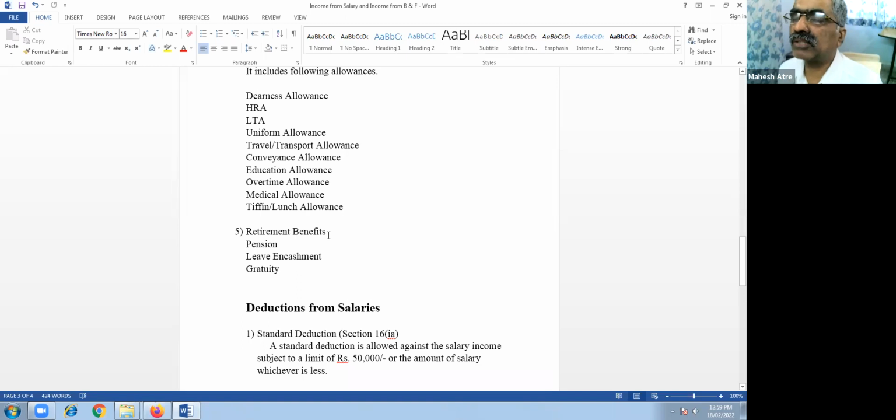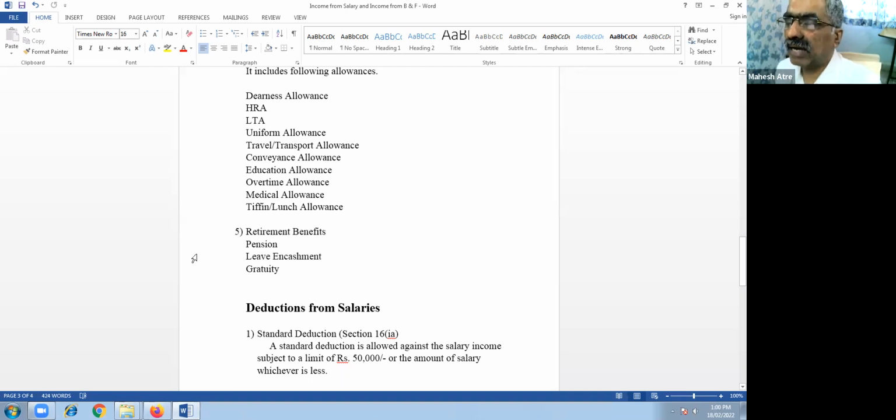What is meant by leave encashment? At the time of retirement or at the time of switching over of job, if some leave is available, meaning they have not taken some leave, then the employer is going to pay the amount for unutilized leave. Every employee has some earned leave and casual leave. If he has not utilized that during the particular year or service, the organization pays some amount as encashment of this leave. That we call leave encashment.